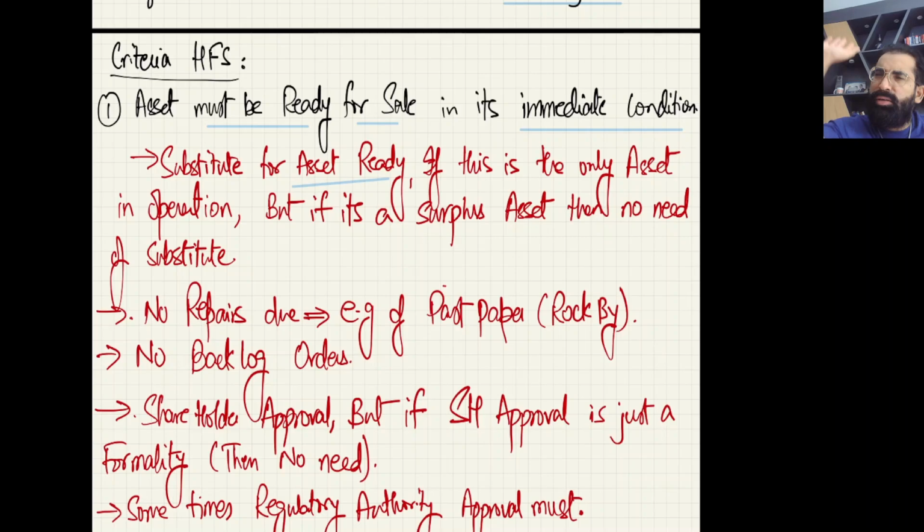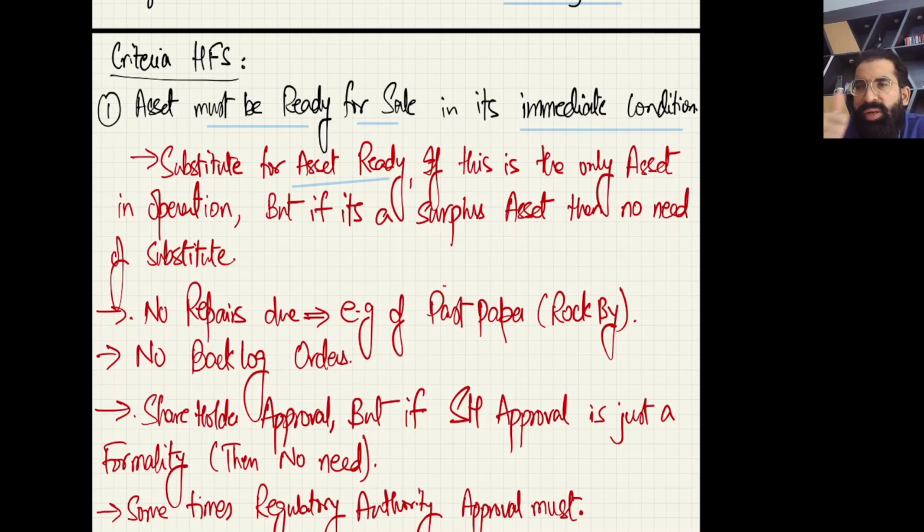He will say okay, you can classify it as held for sale. But if it is your primary asset, used in your production, then you definitely have to show a substitute. For example, let us say right now I am in my physical campus, and this is my only campus from where I teach. If I say today that I want to classify this asset as held for sale, it means I want to close my operations. So the auditor will ask, where is the substitute? Where will you teach? So I must show a substitute asset.